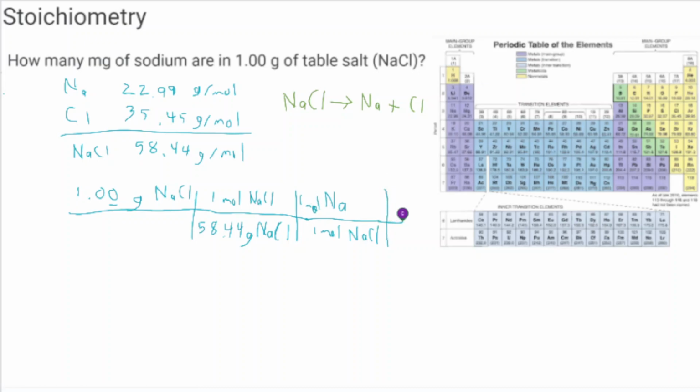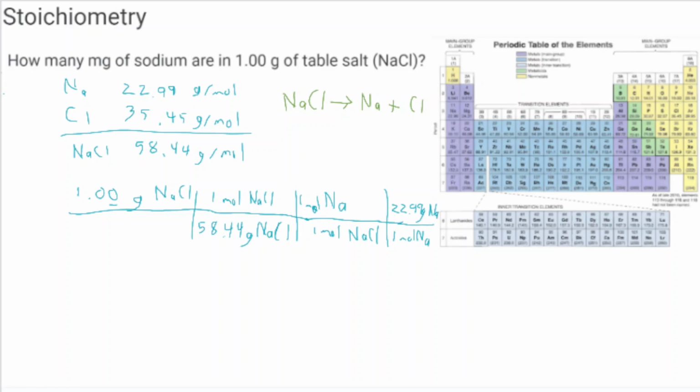So now that we're in our desired species, we're looking for milligrams of sodium, now we're in sodium, we can try to work to get to our desired unit. Now, in this case, we don't have any direct conversion from moles of sodium to milligrams of sodium, but we do still have our atomic mass here. So we're going to say for every 1 mole of sodium, we have 22.99 grams of sodium.